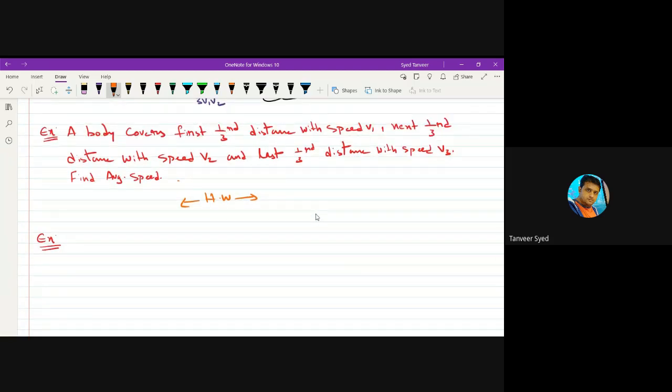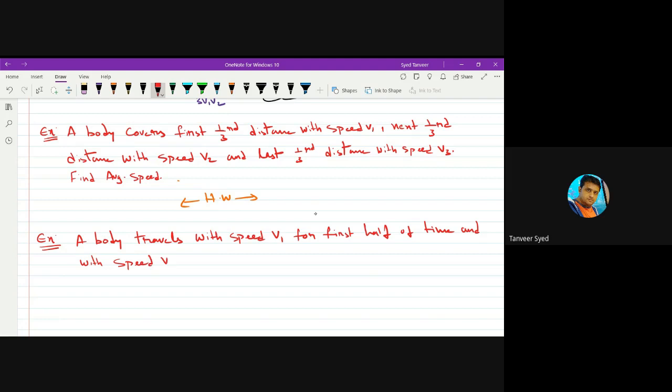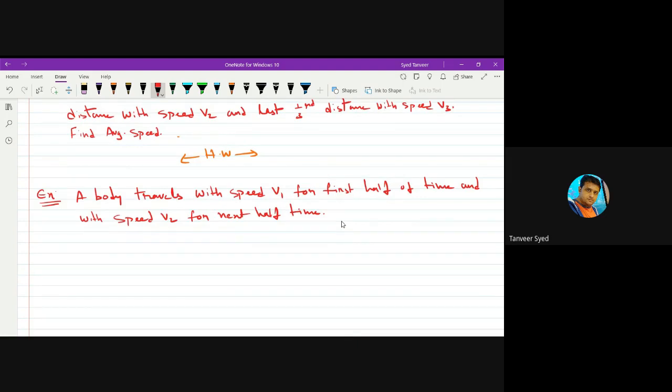Another model. Question is like this. A body travels with speed v1 for first half of time and with speed v2 for next half time. Find average speed.